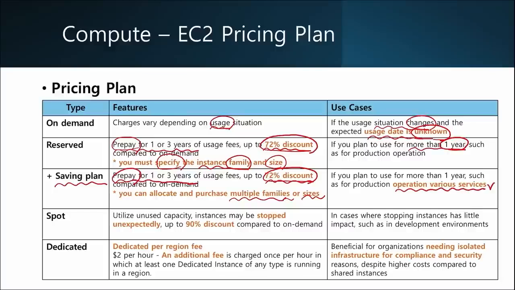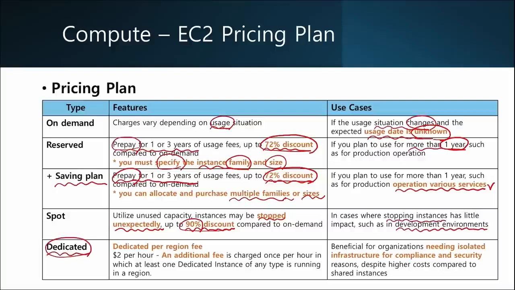Next, we have Spot Instance. Spot Instance is an instance that can be stopped unexpectedly. That's why it is a little cheaper. You can get discounts of up to almost 90%. If you're looking for cost efficiency, you can use Spot Instance. We use Spot Instance for instances that do not have a big problem even if they suddenly stop. It is commonly used in development environment.